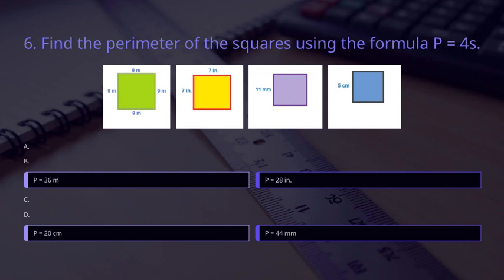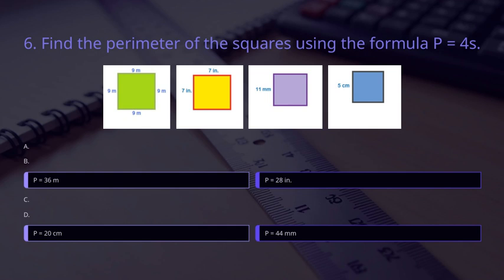P equals 36 meters. Similarly, if the side length is 5 centimeters, then the perimeter would be 4 times 5, which equals 20 centimeters. That's option D. And if the side length is 7 inches, then multiplying 4 by 7 gives us 28 inches, just like option C. Finally, if the side length is 11 millimeters, then the perimeter is 4 times 11, which equals 44 millimeters.